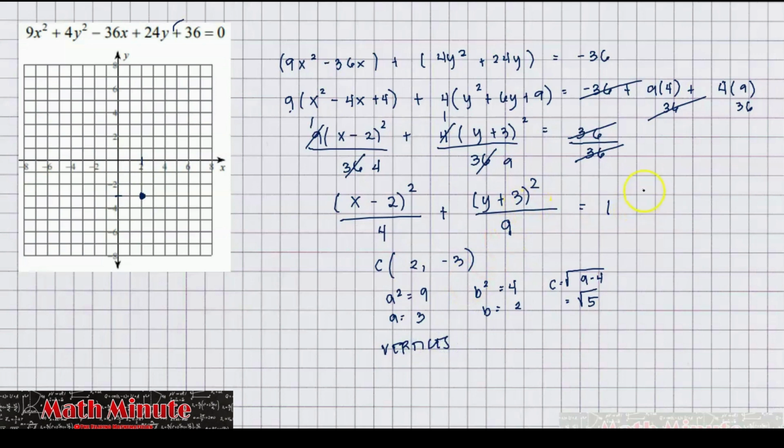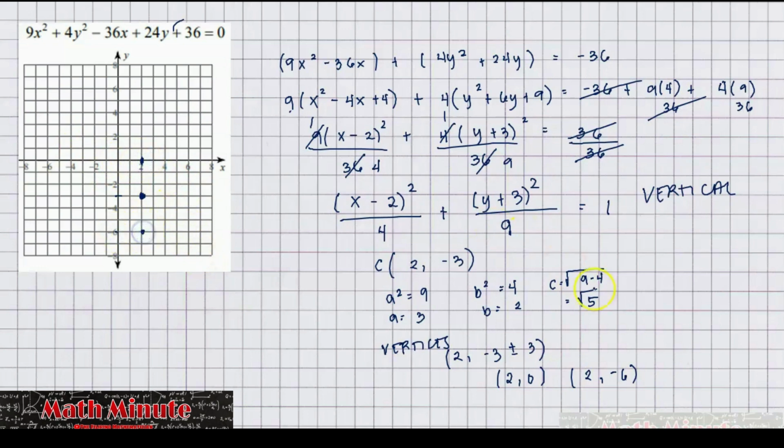since this will be vertical, because the higher denominator comes with y, for your vertices, just copy the value of your h here, copy k, plus minus the value of 3. So you will have two values here. So first is 2, 0, and 2, negative 6. We locate it here. So 2, 0, it's this part. Then next would be 2, negative 6.